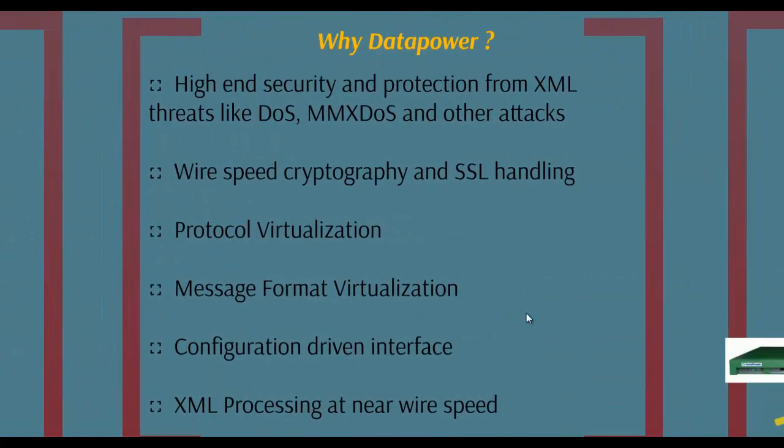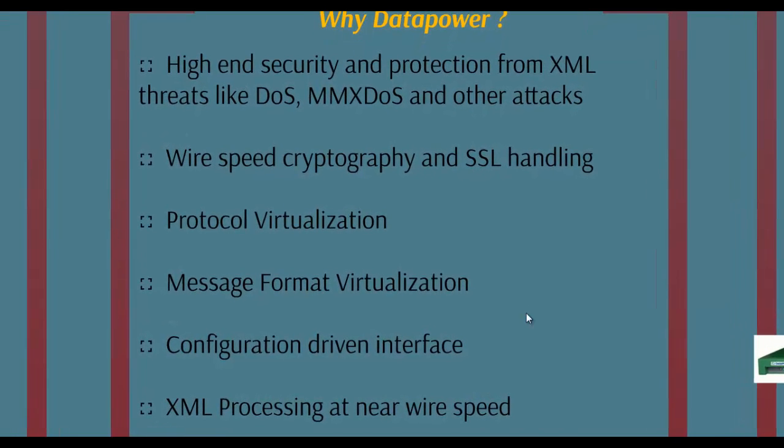Now let's move ahead and see the advantages of DataPower. There are ESB products available in the market, but we are talking about DataPower. There must be some reason for that, and a couple of reasons are listed here. The DataPower device at its root is a core XML processing engine, and it is customized for XML threat protection. In today's scenario, where we rely so much on XML, XML threats have emerged as a major threat in applications, and DataPower provides high-end security and protection from XML threats.